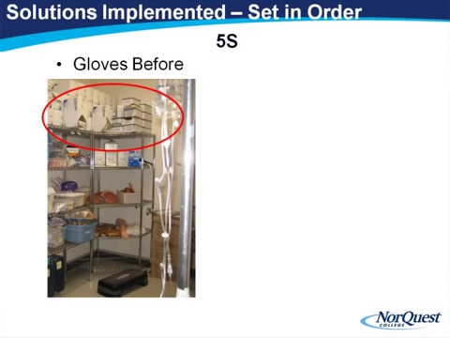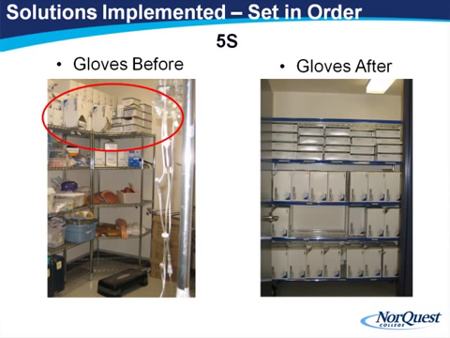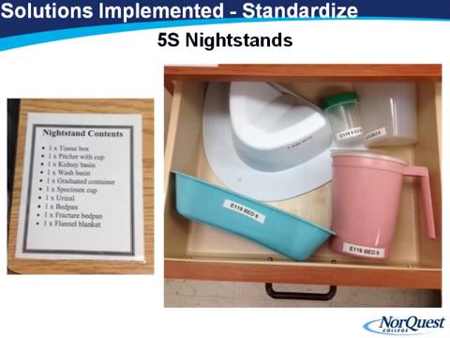One of the many 5S solutions that we implemented was to set in order. So our gloves before were set in a very difficult to reach and dangerous location. That shelf is actually over 8 feet high, and I'm only 5'2". The gloves after are now located in an easy to reach and safe location, with the most frequently used gloves within reach and the least frequently used gloves set out of the way. Another 5S solution we used was standardization. All of the practical nurse labs are now set up to be identical, with everything clearly labeled and contents identified.